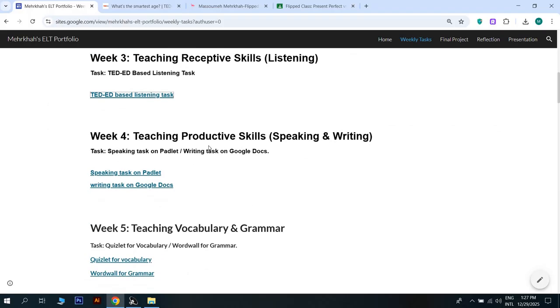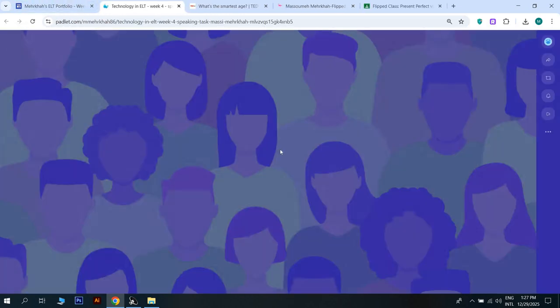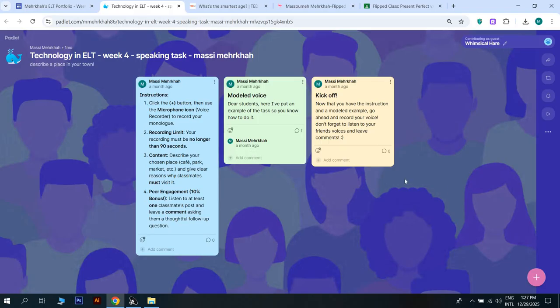Then we have teaching productive skills, including speaking and writing. For speaking, I again went to Padlet, and here what I did, I introduced the instruction to students, and then I modeled something. What I asked the students in instruction was to advise the place for students to go to and talk about that place.